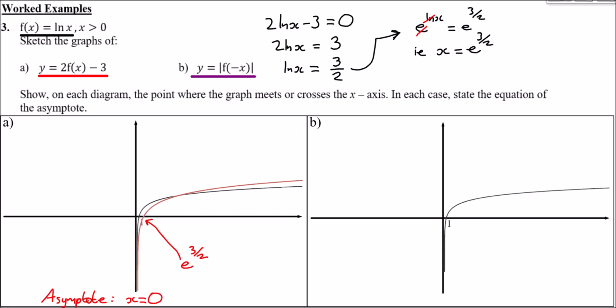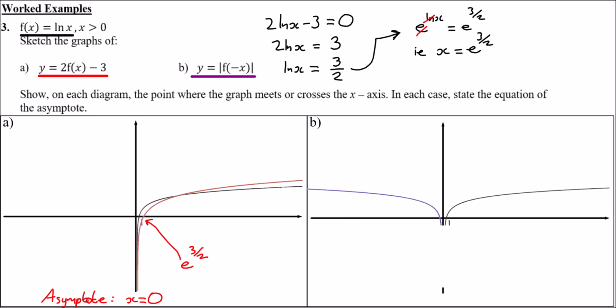For b, y equals the mod of f of minus x. Well, the graph of f of minus x, we need to recall, is a reflection in the y-axis. So if I were to just do, first of all, the graph of f of minus x without being modded, I'd get this. And then, if I were to take the mod of that and make anything underneath the x-axis be reflected, what I'd then have is something like this.